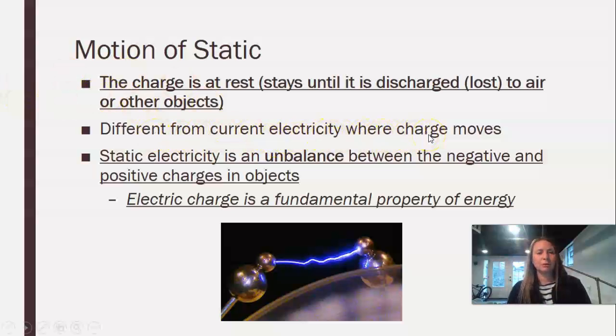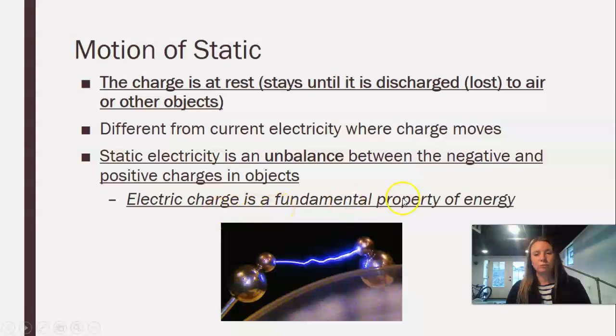Different forms of current: electricity where charges move. So kind of think of this as well, let me read this and I'll explain it. Static electricity is an unbalance between negative and positive charges in our objects. So meaning that it's potentially just waiting for something to run into it or be applied to it to change it to a positive. So once again, static electricity is an unbalance between the negative and positive charges in objects.